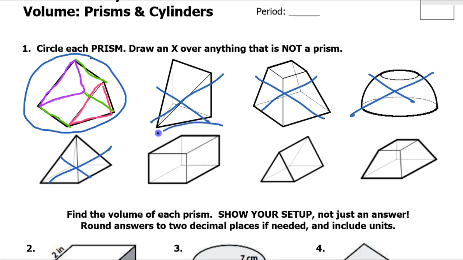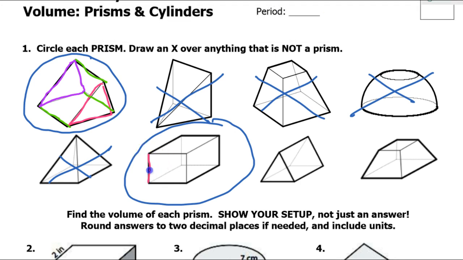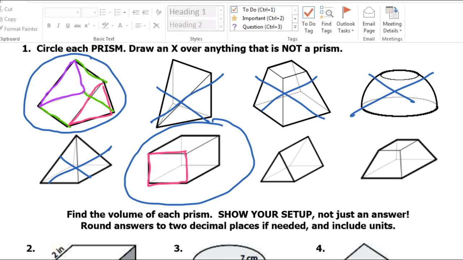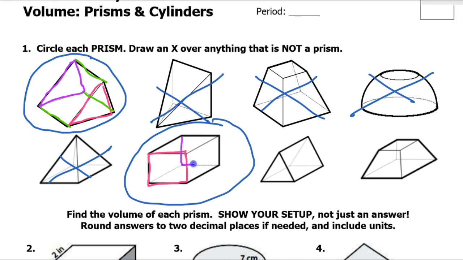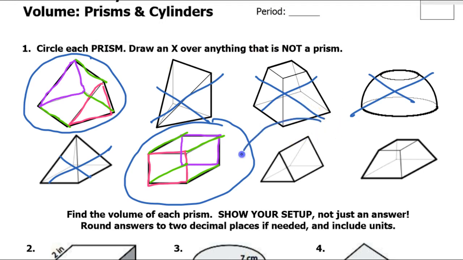Now this is a prism. This is another prism because I could look at this as being one base, and then here is another base. All right, these are congruent. And then those congruent bases are connected by their vertices. So that makes this a prism. Similarly, the next one is also a prism. I'll circle that.